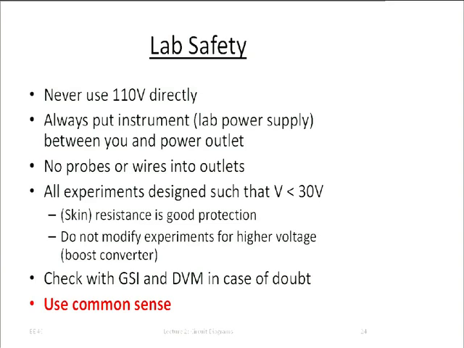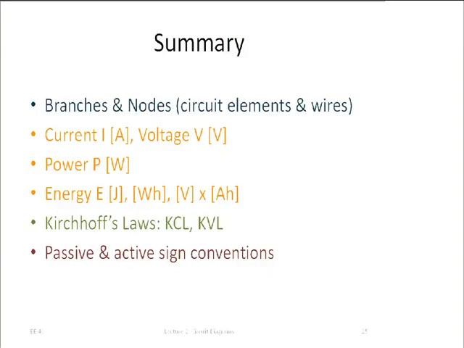So, what did we go over here? Well, we looked at branches and nodes, the circuit elements and wires. We introduced all sorts of ways to describe electricity: current, voltage, power, energy, and their units. Kirchhoff's laws, we're going to use these all the time, and then the passive and active sign conventions, something else that we'll just rely on and use. Okay, are there questions?